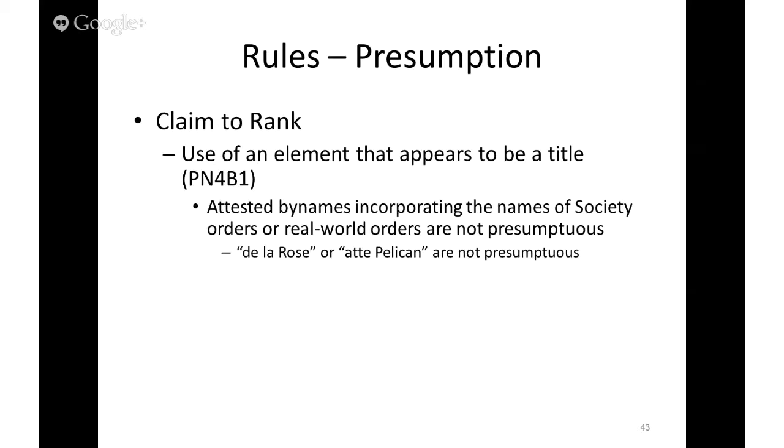If you have an attested byname that incorporates the name of Society orders or real world orders, that's not presumption. So you can be Delarose or Pelican, and those are not presumptuous names. And the difference here is that these are not forms of address, right? Knight is a form of address. You can call someone Knight, John, John the Knight. You wouldn't call someone John the Pelican. Pelican is the name. It's not a title; it's an order name.